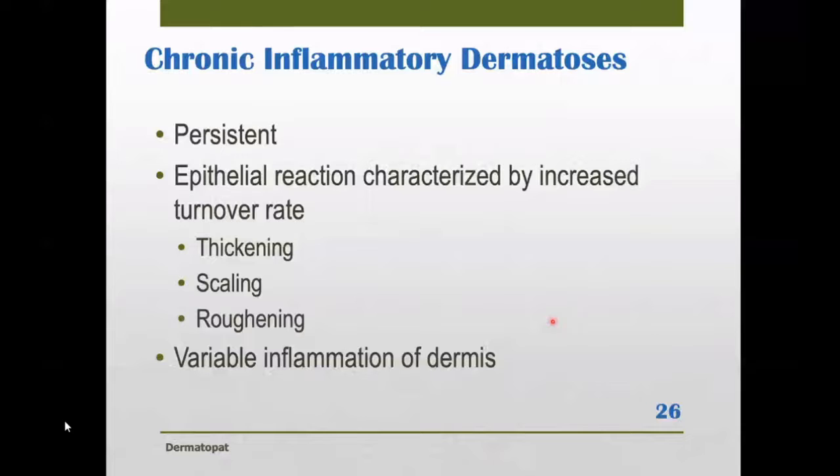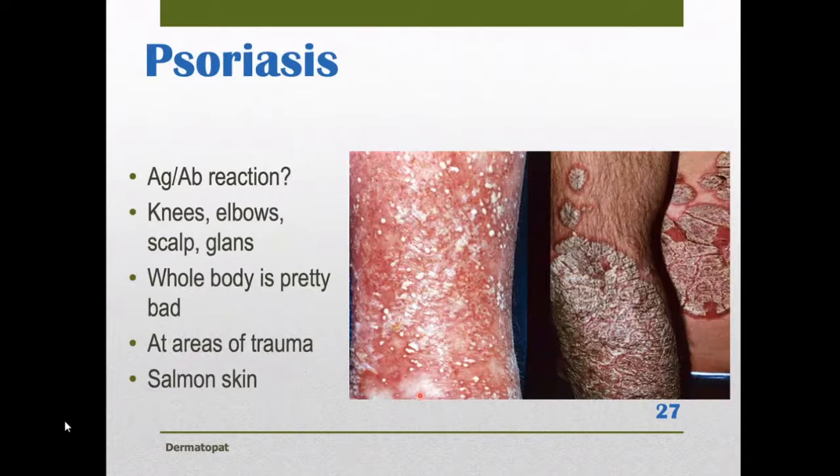So the chronic inflammatory dermatoses are of course persistent, chronic. The epithelial reactions are characterized by increased turnover rate, thickening, scarring, roughening. It will not be smooth. You will feel something hard in the skin. The inflammation will be variable within the dermis. So among them, psoriasis, it is frequently seen.